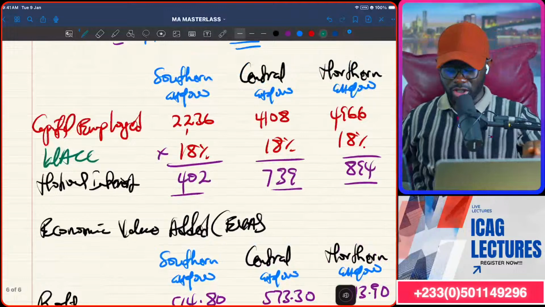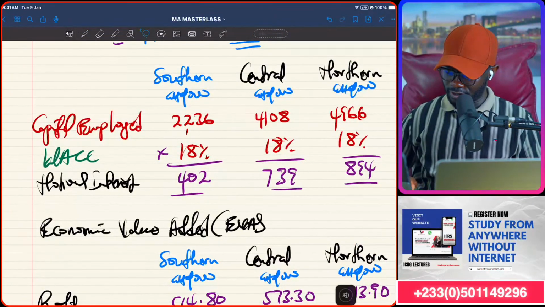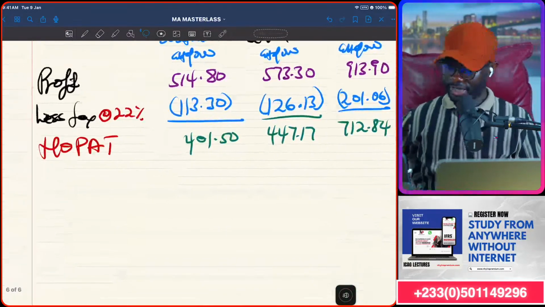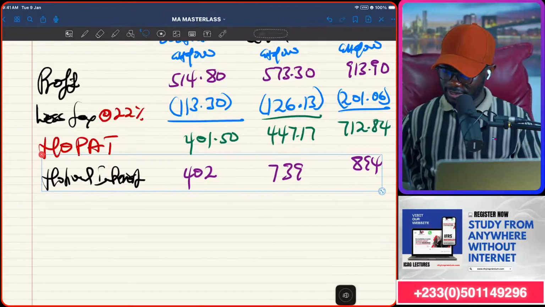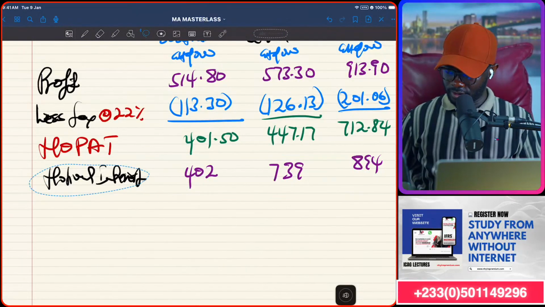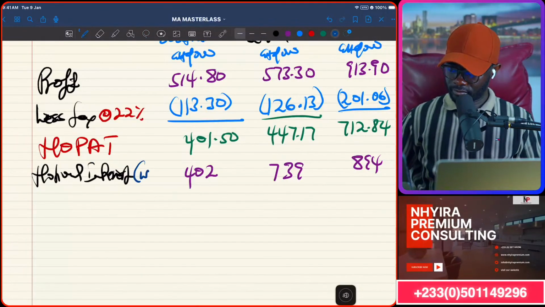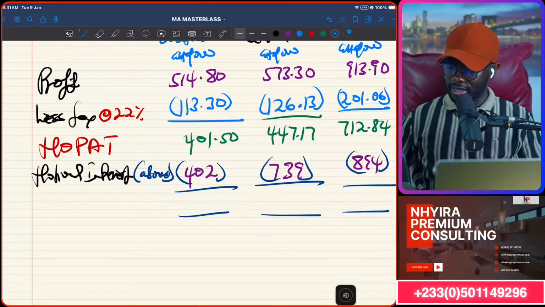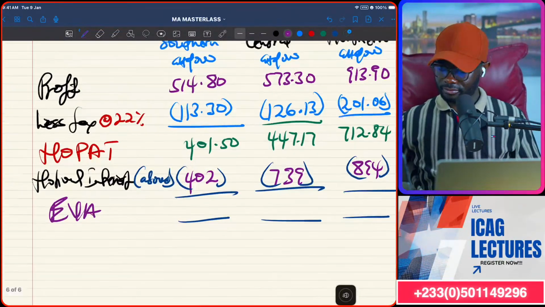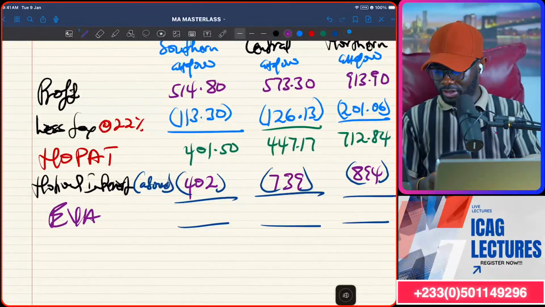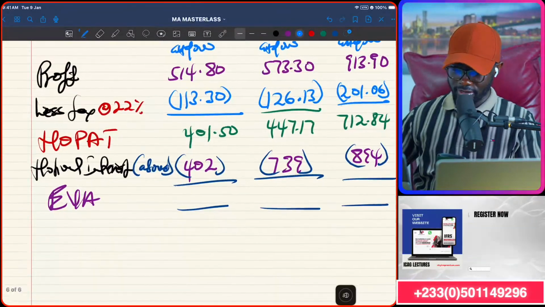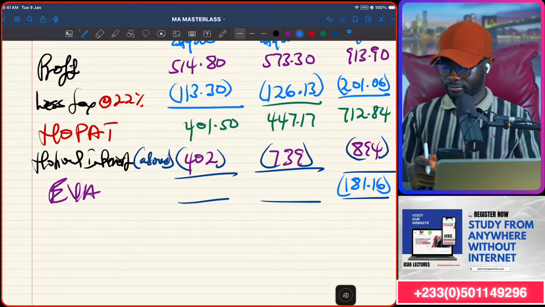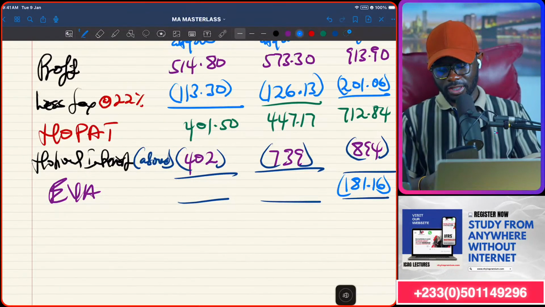Now we can less the notional interest which we worked for above there respectively, and that is what gives us the EVA. So, boom, like this. So, the notional interest, let me just say above. So you less this, and this is the answer to the question, EVA. So I have the last one minus 894, and that is 181.16 negative. 447.17 minus 739.